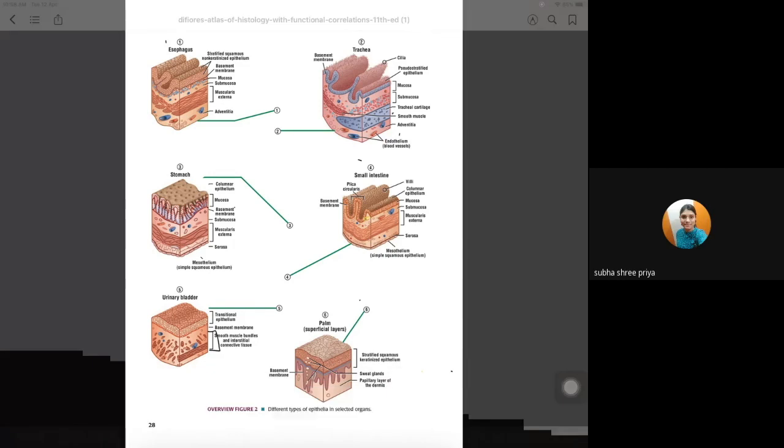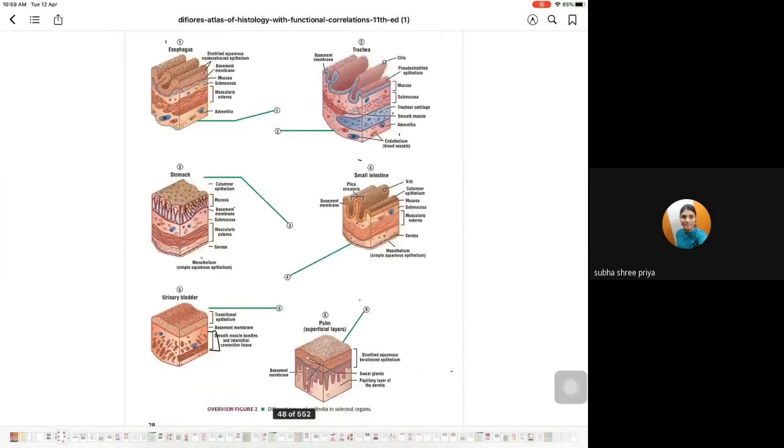Subha, Padima. Yes, sir. Number 6. In the skin, we have stratified squamous keratinized epithelium at the top layer, sir. Very good. And then we have sweat glands, papillary layer of dermis, basement membrane, dermis. There are no 4 layers in the skin. Skin we will come back to because it is not a luminal structure.